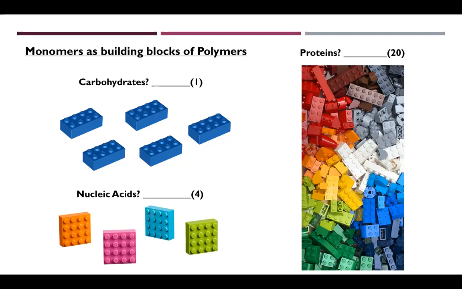For the Lego blocks of carbohydrates, what are those single Lego blocks? Glucose. Yeah, glucose. If we put lots of glucose together, we'd get our polymer. What about for nucleic acids? Nucleotides. Yep, nucleotides. See how there's four different colors? It really should be five, because nucleotides are similar, but not exactly the same. And in proteins? Amino acids. Great. And there are 20 different amino acids. That's why we have a range of colors in the picture.